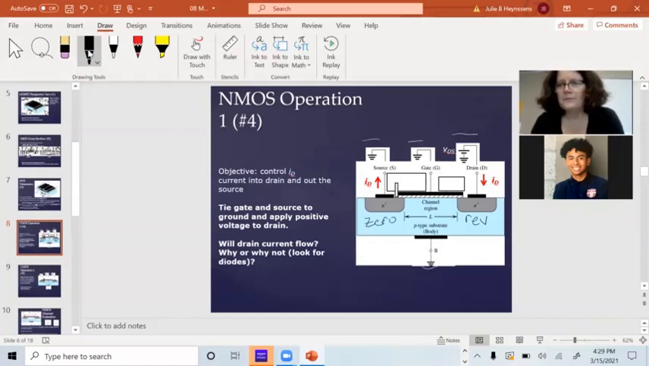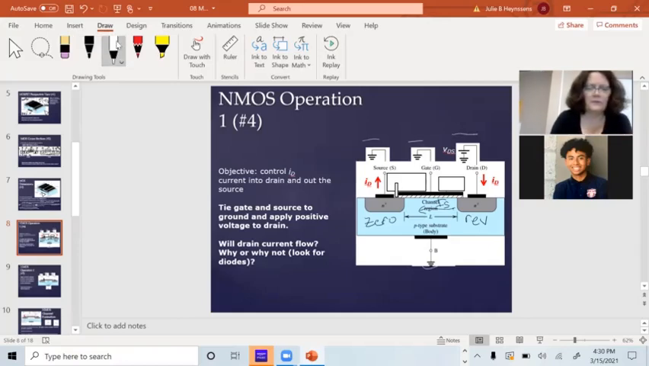A reverse bias diode has some leakage current, so I may see like IS, a really small leakage current flowing through this device, probably in the wrong direction. There's not going to be any drain current flowing for purposes of 280. IS is pretty much close to 0. This is the transistor in the off state. And all we'll get to today is on and off.